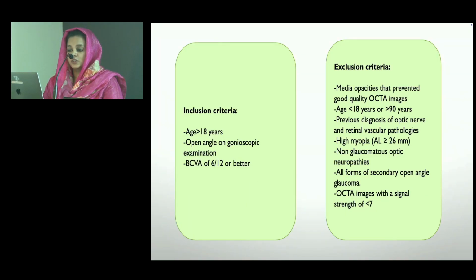Inclusion criteria include age more than 18 years, open angle on gonioscopic examination, best corrected visual acuity of 6/12 or better. Exclusion criteria include media opacities that prevented good quality OCTA images, age less than 18 years or more than 90 years, previous diagnosis of optic nerve and retinal vascular pathology, high myopia, non-glaucomatous optic neuropathy, all forms of secondary open angle glaucoma, and OCTA images with a signal strength of less than 7.